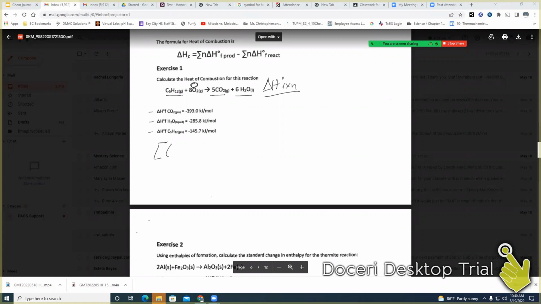All right, so I'm going to start with my products. So my first one, I'm going to do CO2. So I'm going to do 5 because it has a coefficient of 5. And I'm going to multiply that by its heat of formation, which is negative 393.0. And then I'm going to add to that my next product, which is water. So 6 times my water value, which is negative 285.8. And then that's all of my products.